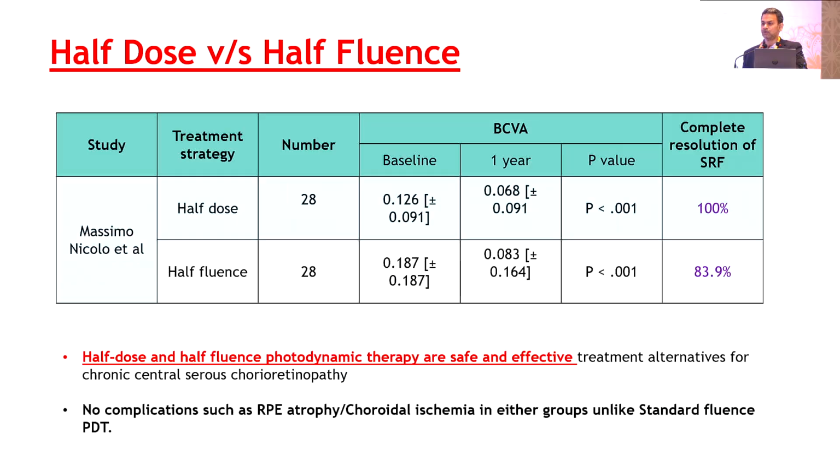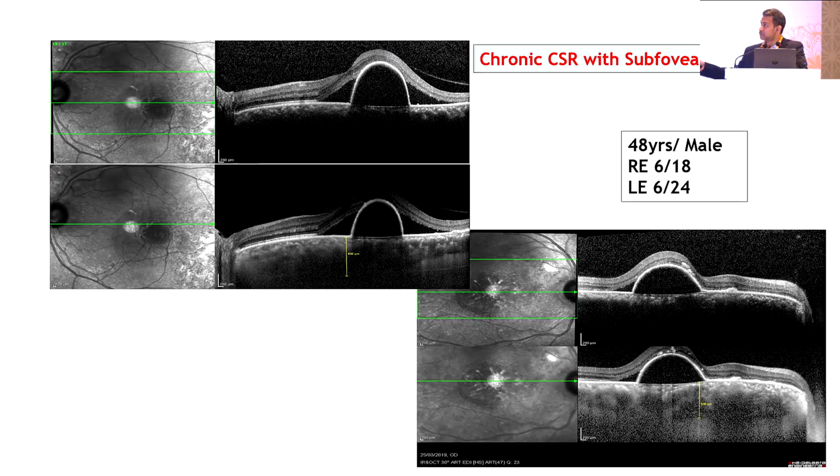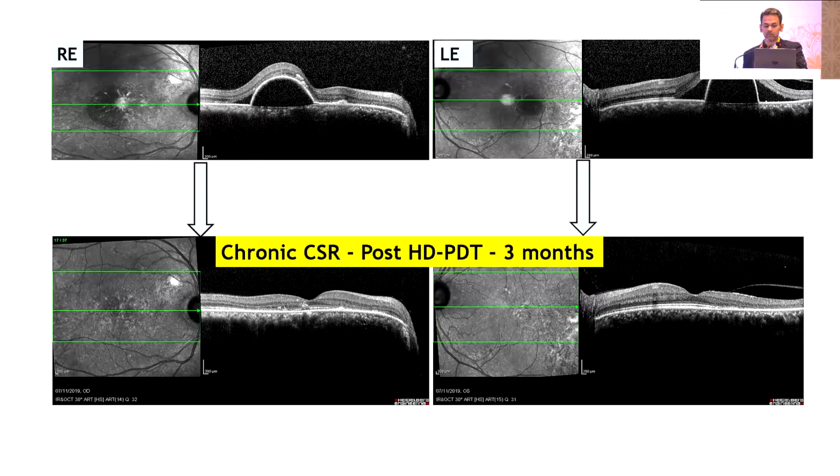So half dose or half fluence are equally good and better than standard fluence PDT, and the Indian results are also 90%, which is comparable to the Western literature in such cases where you have chronic CSC and these kinds of subfoveal PED and fluid, and fluorescein and ICG showing a diffuse leak and leaking PEDs. In this scenario, you cannot do any other treatments, injections don't work, so we have to go for PDT.